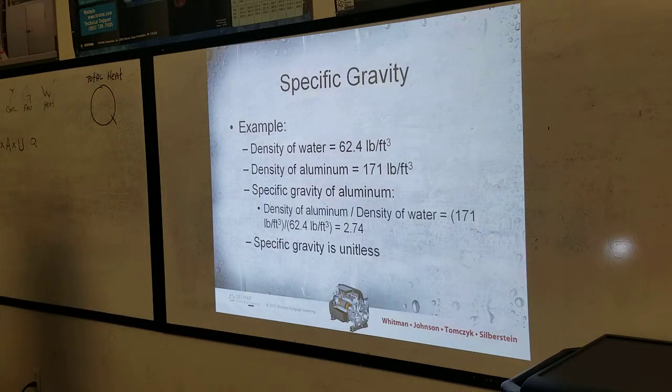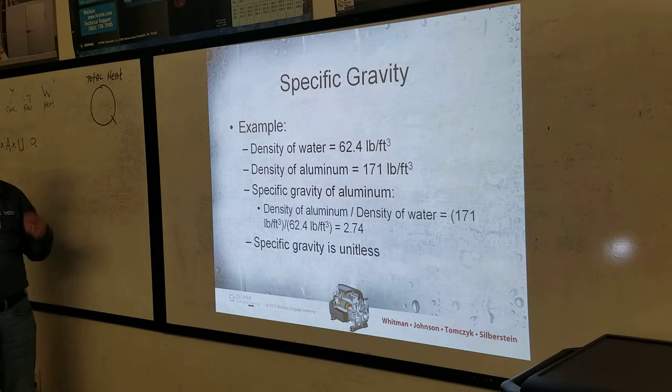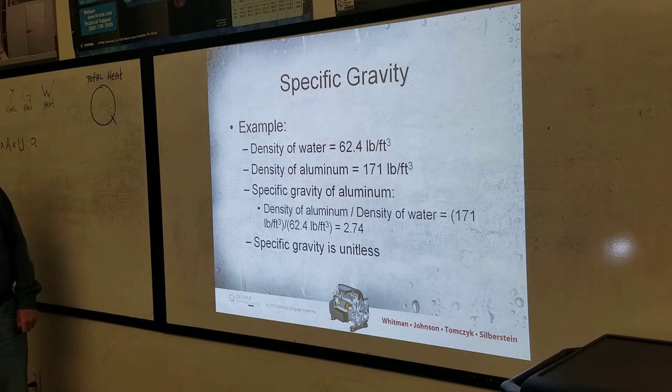Specific gravity, example. Density of water equals 62.4 pounds per cubic foot. Density of aluminum is 171 pounds per cubic foot. Specific gravity of aluminum equals the density of aluminum divided by the density of water, which is 171 pounds per cubic foot divided by 62.4 pounds per cubic foot, equals 2.74. Specific gravity is unitless.